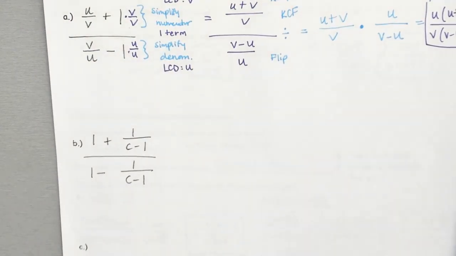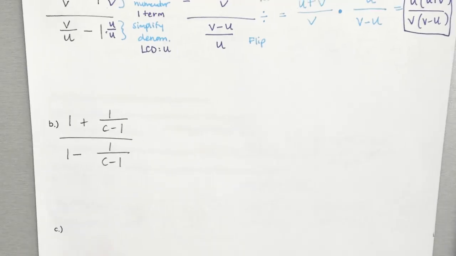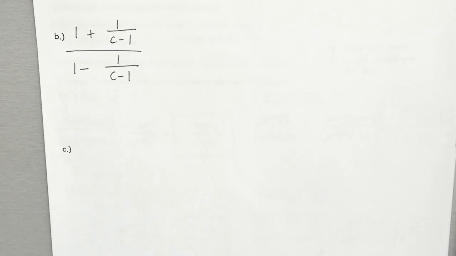Okay, and then B actually has a similar setup. We just have a binomial this time in the denominator. Okay, so let's focus on doing this part. Okay, so what's your LCD?